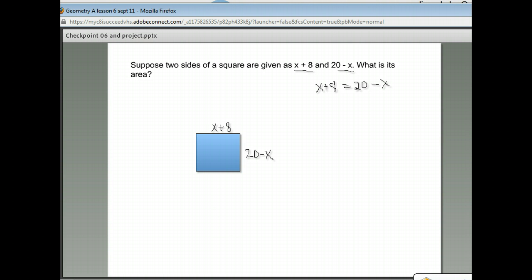Okay. Now we need to solve that to get rid of the x's. We don't want x's, so we need to know what x is. So let's solve this. We need to move our x's to the same side. And I have 2x plus 8 equals 20. Okay, subtract 8 from both sides, and then the last thing we're going to do is divide by 2.